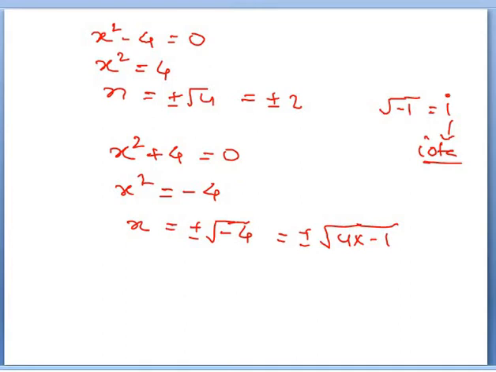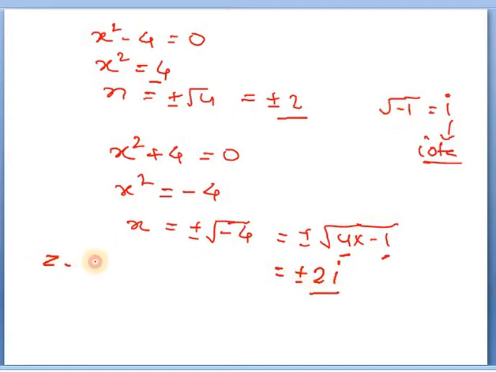So if you see this, if x square minus 4 is equal to 0, we can find out the solution like this: x square is equal to 4 and x is equal to plus minus 2. But similarly, if there is a plus sign instead of a minus sign, then x is equal to plus minus root under minus 4. Now minus 4 we can write as 4 into minus 1, and the square root of 4 is 2, and this is what iota is. So iota is root under -1. This is one form of a complex number.